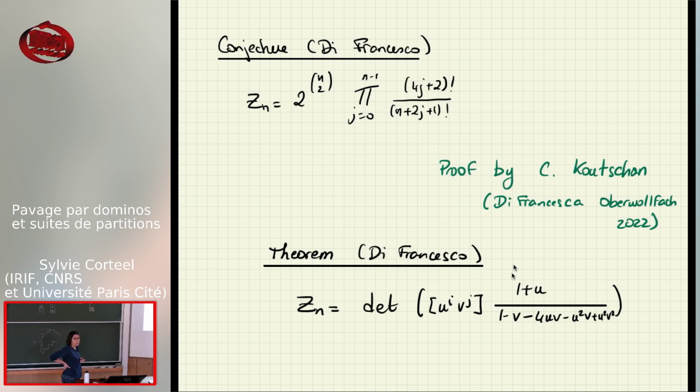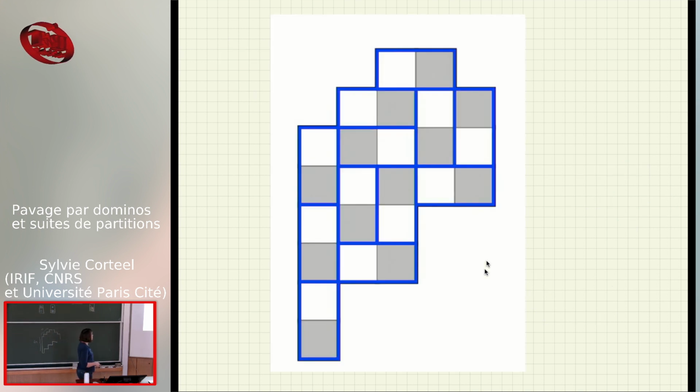What does the bracket notation mean? So it's the coefficient of u to the i, v to the j of this. Yes, so I look at this rational function as a generating function, and I take the coefficient of u to the i, v to the j. So let's look at that as a tiling.